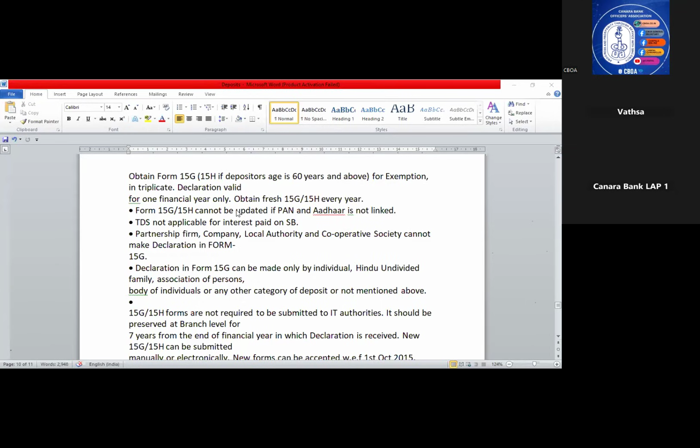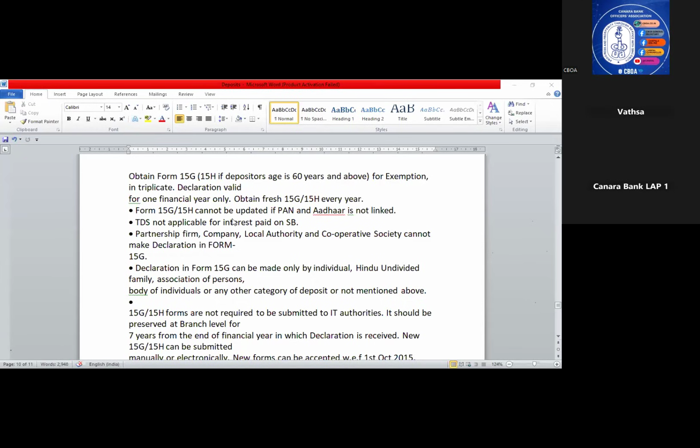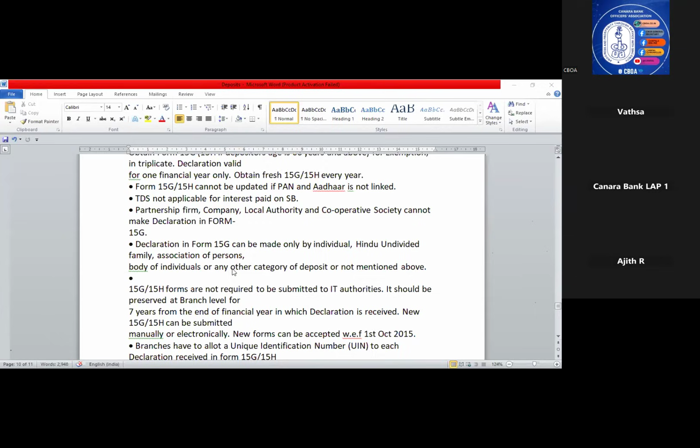15G, 15H cannot be updated if PAN and Aadhaar are not linked. If it is not linked, you will do it in some option, TDS 03 or something. This 15G, 15H will be updated. TDS is not applicable. Interest paid on SB is also taken now.